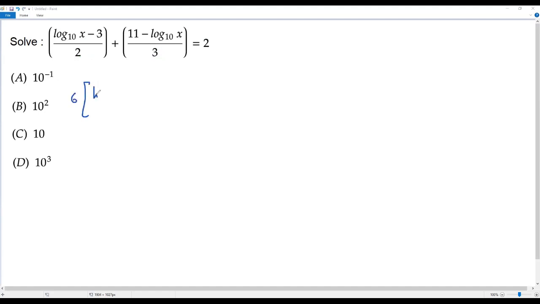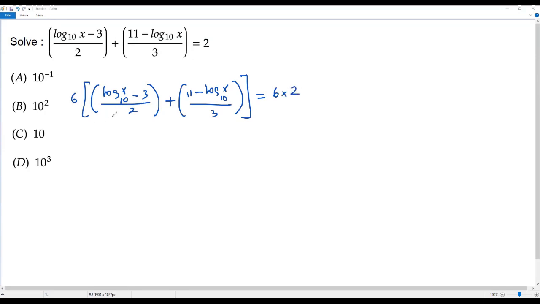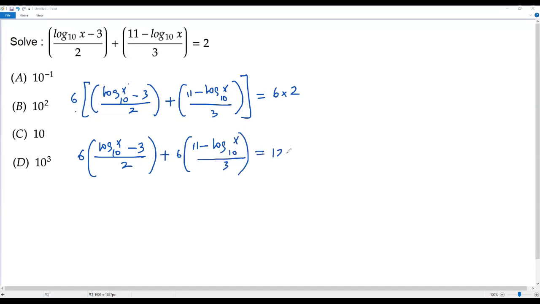So 6 times [log x to the base 10 negative 3 over 2 positive 11 negative log x to the base 10 over 3] equals 6 times 2. Now the two terms are in addition inside the square bracket. We can distribute this 6 to this one and this one. So when I do so, I'll be getting 6 times (log x to the base 10 negative 3) over 2 positive 6 times (11 negative log x to the base 10) over 3. So 6 times 2 is 12 on the right side.